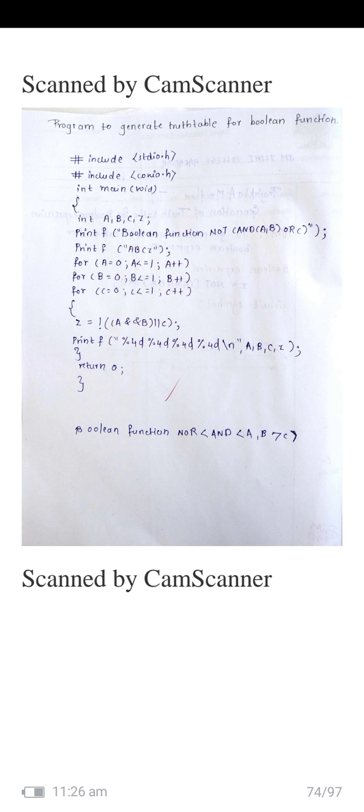This is the formula using logical operators. Then printf slash t percentage of 4d percentage of 4d percentage of 4d slash n, a b c z, then return 0. Then Boolean functions, it is the not and a b c z. This is the program for Boolean functions.